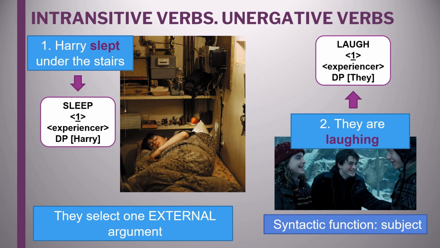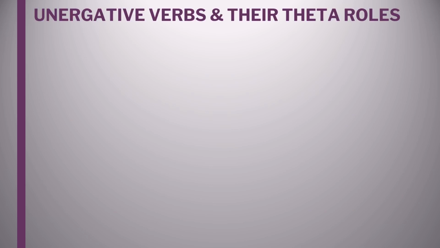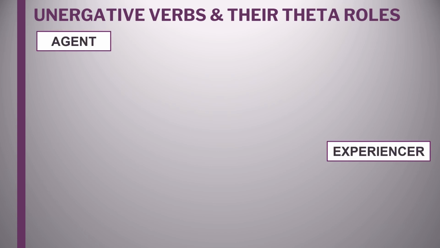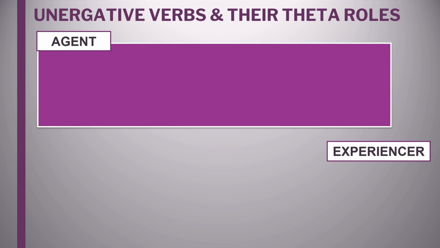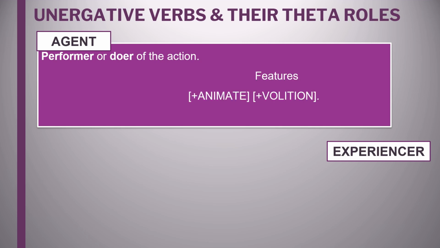Next, we will present the theta roles that unergative verbs can assign to their sole argument. As we have discussed, unergative verbs select an external argument. We have seen in the examples in the previous slide that this argument can receive the theta role of experiencer. However, this is not the only possibility. Unergative verbs can assign the theta role of agent or experiencer to their sole argument. As you might remember, an agent is the entity that performs the action or the event, and it has the features plus animate, plus volition.